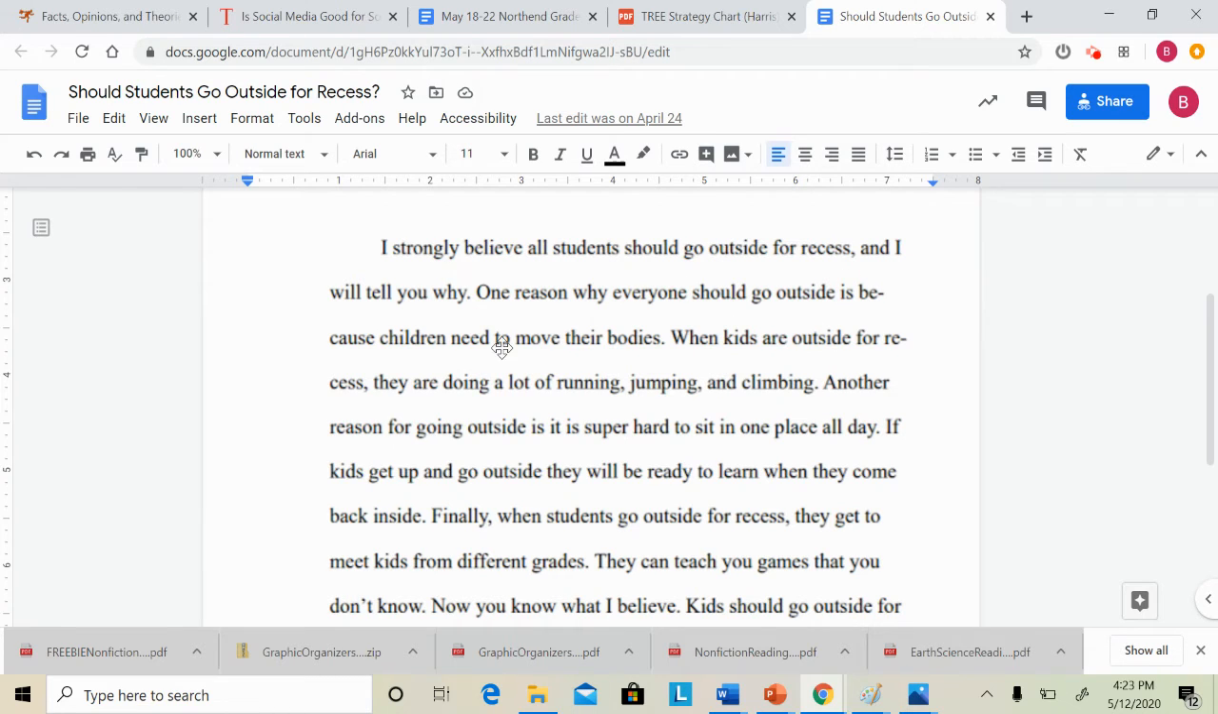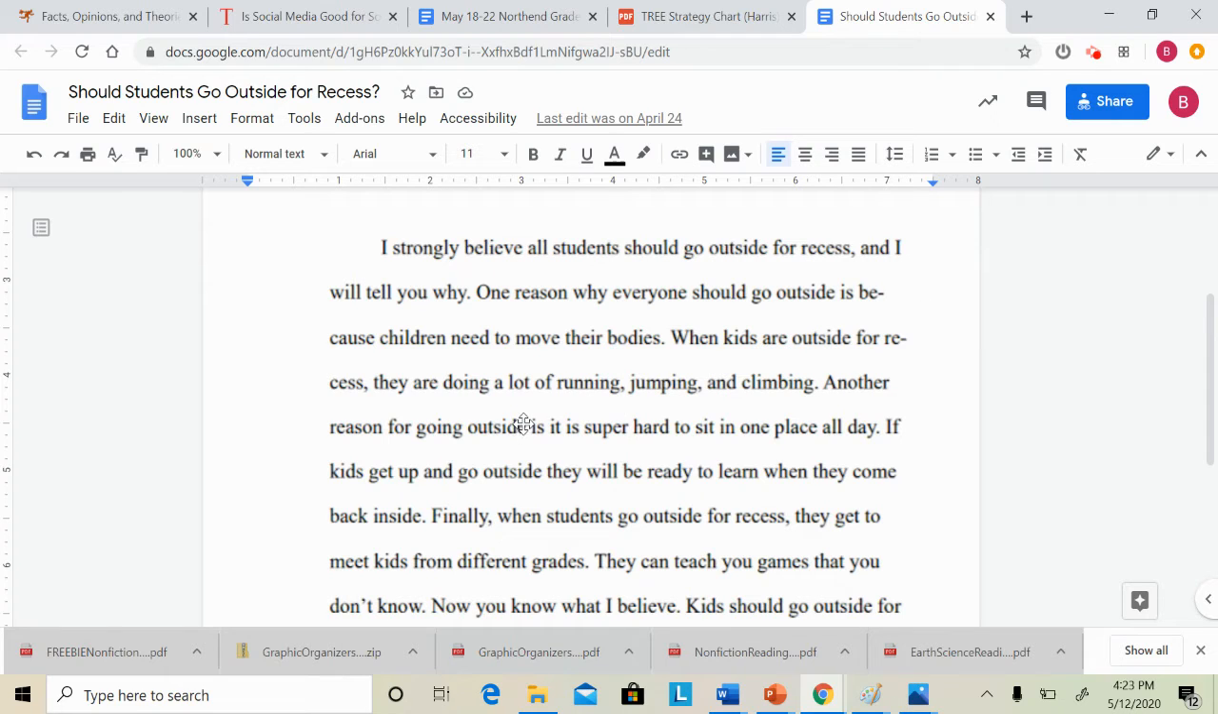"When kids are outside for recess, they are doing a lot of running, jumping, and climbing." This is an example. This says more about our reason. It explains how children move their bodies. It's not a new reason. It says more about our reason. It's an example of how children move their bodies.